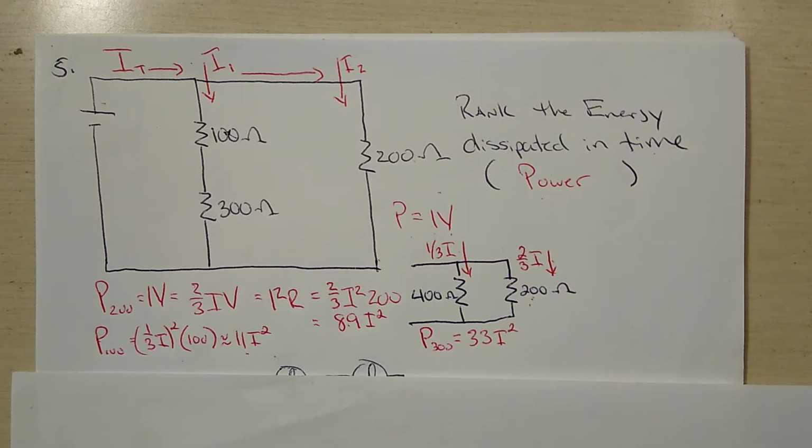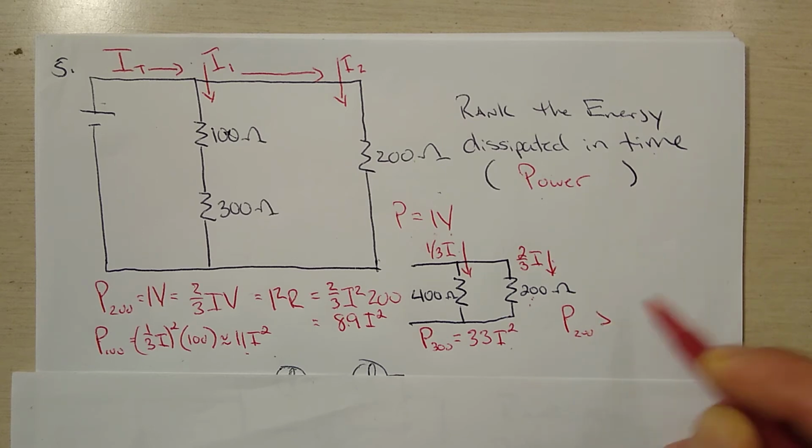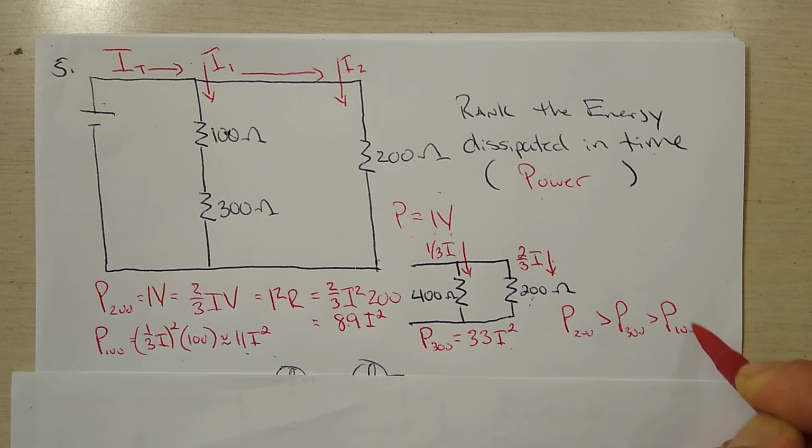So now I have my power in some comparable unit of I squared. And so we have ourselves the power of the 200 is greater than the power of the 300, which is greater than the power of the 100.